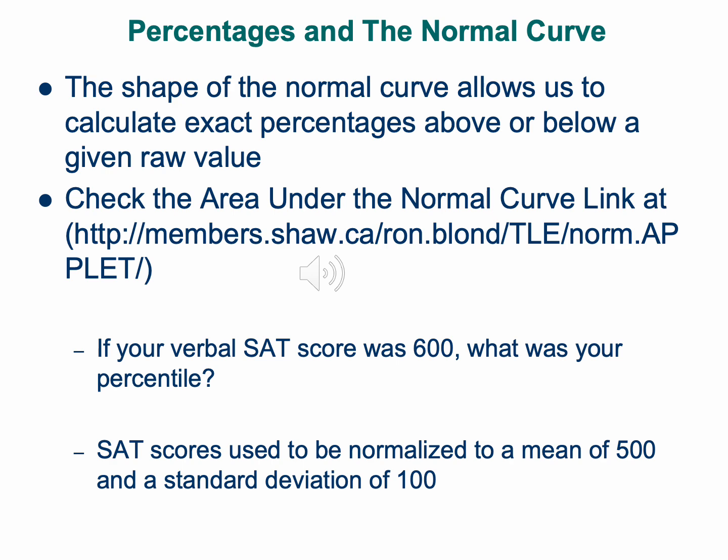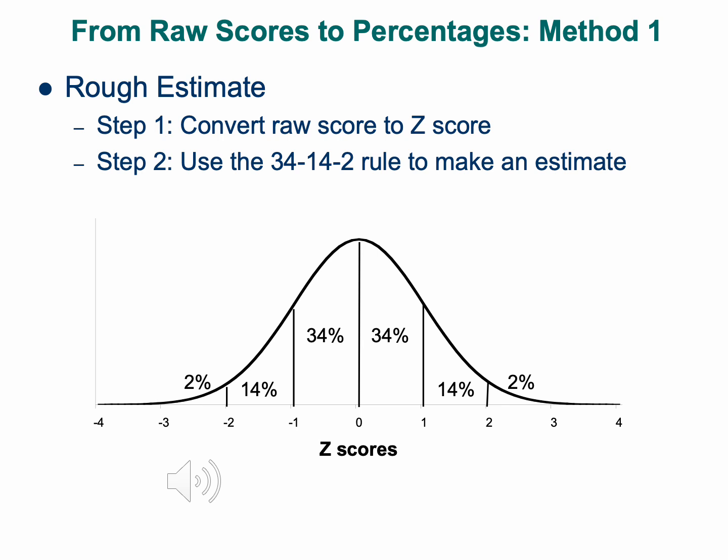We're going to actually calculate that using different methods. But think about what that would mean. The mean is 500. The standard deviation is 100. What would be the percentage of people that scored 600 or less? The normal curve. Calculating percentages.